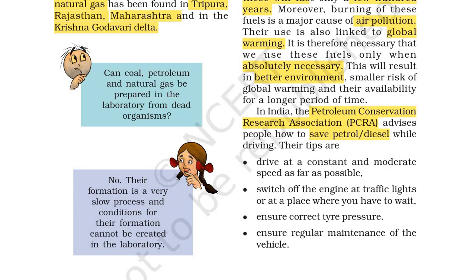Then third, it says ensure correct tire pressure. If you have correct tire pressure, speed can be maintained in this case. And then they are saying ensure regular maintenance of the vehicle. This is very important, because if you have a clean, maintained car, it would be using an appropriate amount of petrol or diesel, whatever you are using as a fuel. Okay, so we need to ensure these four factors.